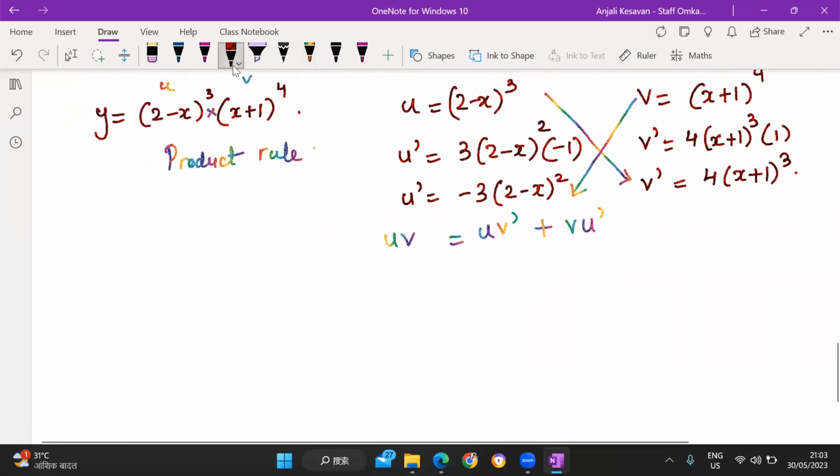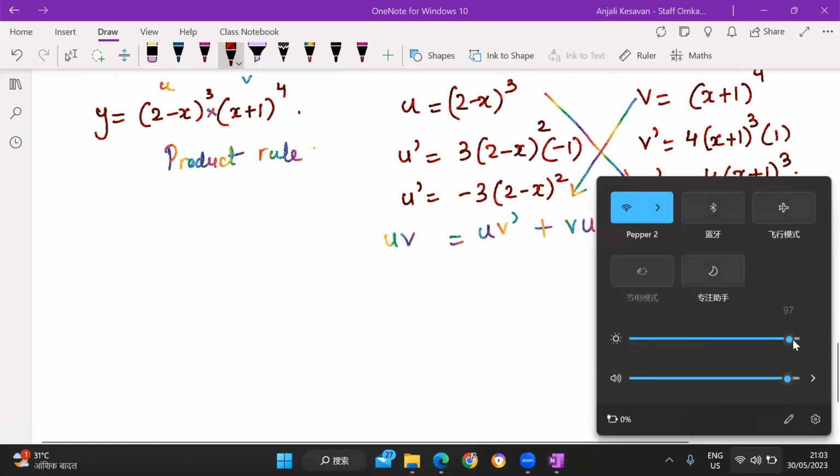Okay. Is it too dim or what? Let me increase the brightness of the screen.